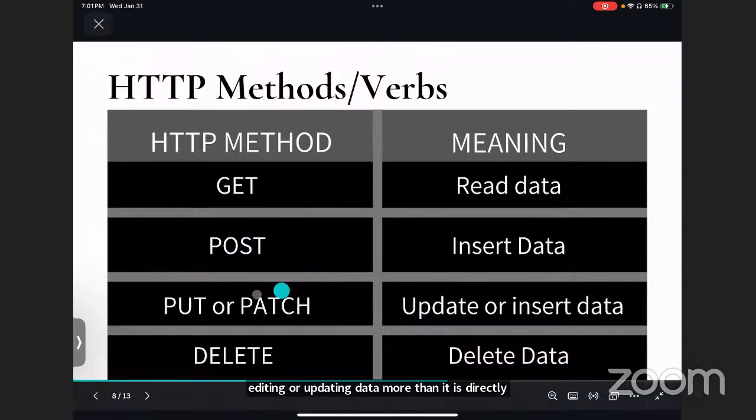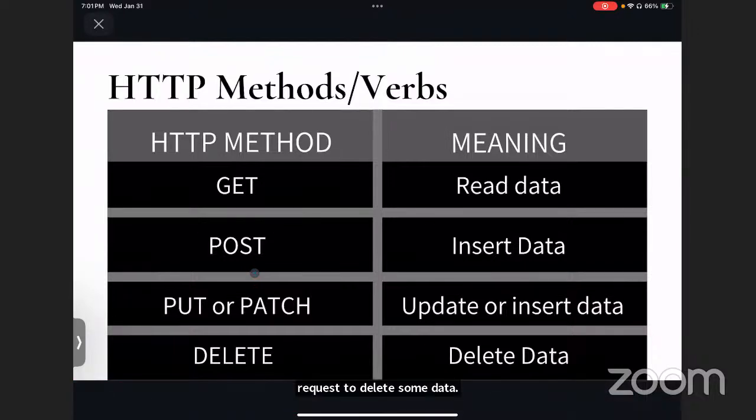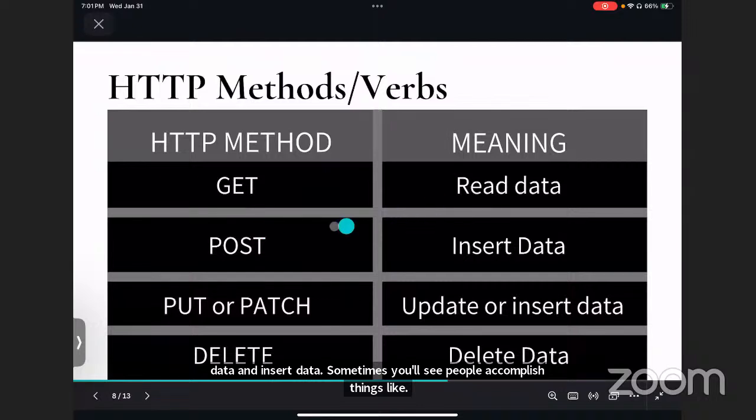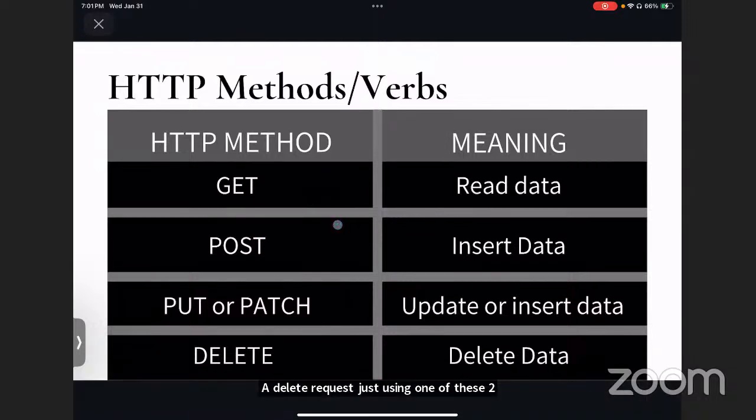Now, all of these are just general methods that were created to allow us to transfer data from client to server. But the two most important ones that are used most frequently are the first two, the get method and the post method, which allow us to read data and insert data. Sometimes you'll see people accomplish things like a delete request just using one of these two. So of course, it's nice to know that these five particular methods exist, but a lot of what you're going to see and encounter as you're looking at HTTP in real life is a lot of get methods and post methods being called. Again, this is all about how we request information from a server.